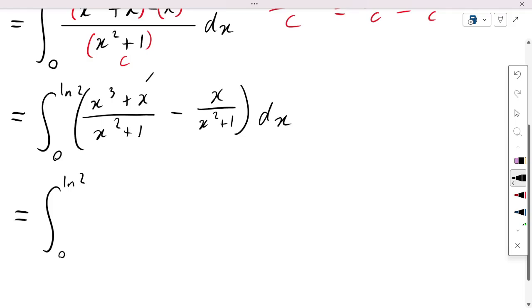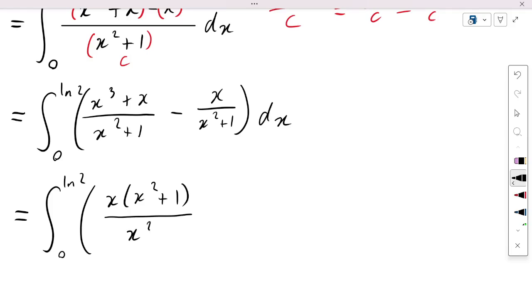And then over here, we can actually take out x as a common factor. So meaning that if we take out x as a common factor, well, let me just draw my bracket here. x will go into x squared plus 1, and then the denominator is x squared plus 1. Ooh, what do we have here? Let me just finish writing this whole line here. We're going to have x over x squared plus 1 with respect to x.